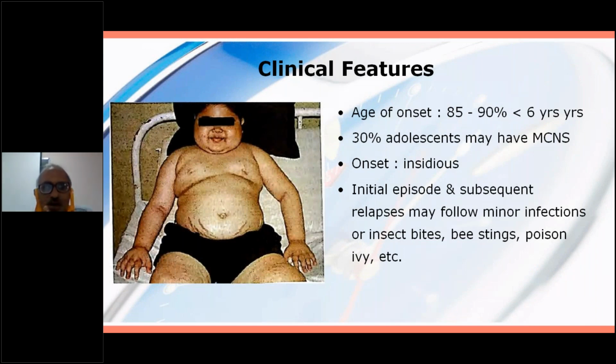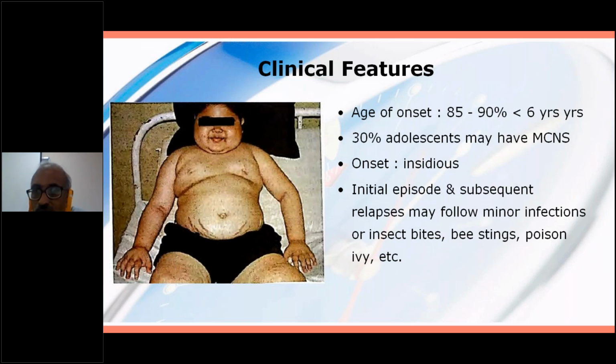Now coming to the clinical features, all of you are familiar. This is the most important part from the clinical examination. So usually the children are below 6 years and between 2 to 5, as I said. 30% of adolescents also may have minimal change. Adolescent occurrence is less, but when it occurs, nearly 1/3 of them may be MCNS also. Onset is very insidious, gradually developing in childhood.